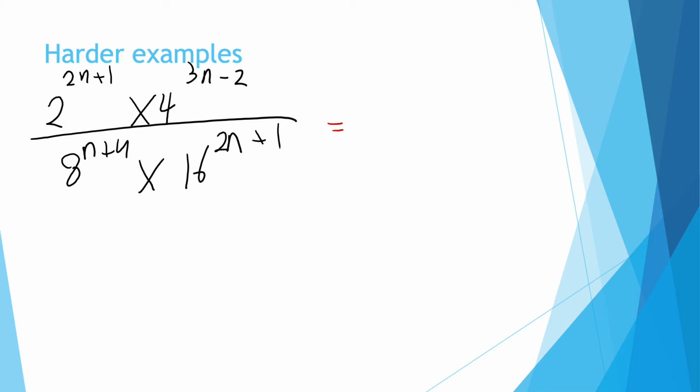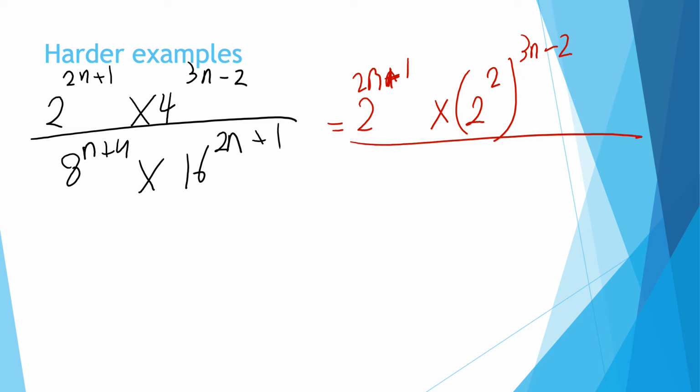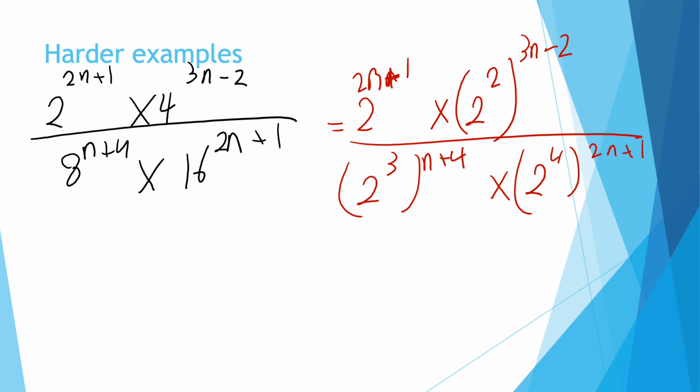So now, the first one you can't simplify anymore, 2 to the power of 2n plus 1, times the 4 can be written as 2 to the power of 2 all to the power of 3n minus 2 over 8, which is 2 to the power of 3 all to the power of n plus 4, times 16, which is 2 to the power of 4 all to the power of 2n plus 1.